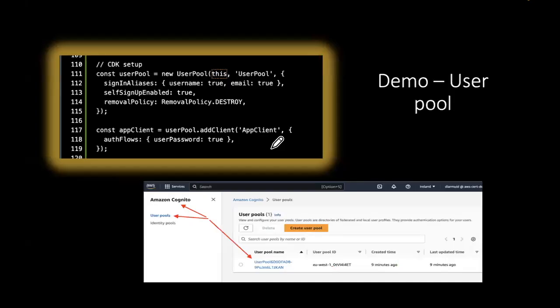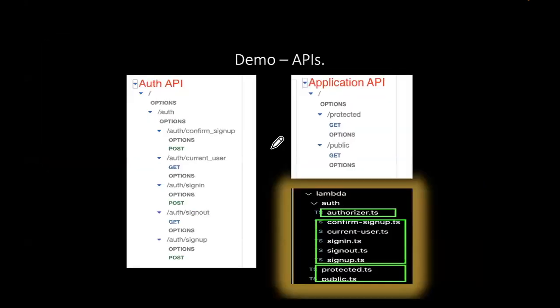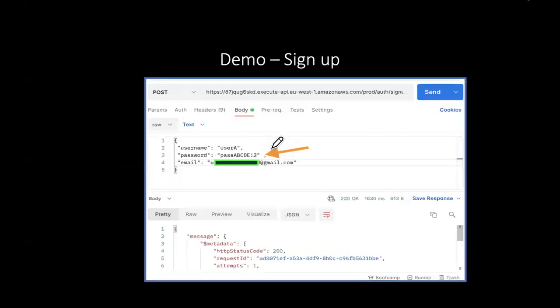Right. Next is maybe to look at some of the individual endpoints of the auth API. And a logical place to start is with the sign up endpoint.